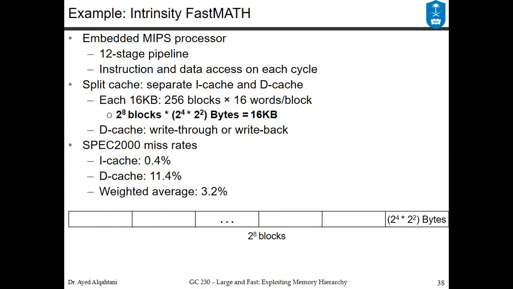Now, for this example, in the D cache, or the data cache, you do write through or you do write back. You have the capability to do both. In SPEC 2000, the miss rate, after we calculated, we know that the instruction cache miss rate is 0.4%, and the data cache miss rate is 11.4%. And you can see that the data cache miss rate is very high compared to the instruction cache. And there is actually a reason for this.